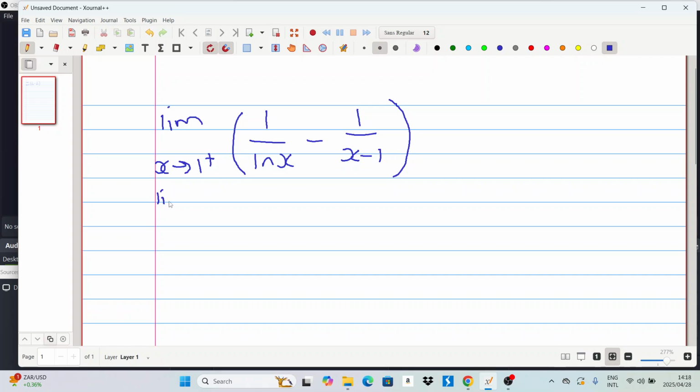So this will be the limit as x approaches 1 plus. Then here we'll do our cross multiplication. So it's going to be x minus 1 times 1, which gives us x minus 1. And then it's going to be ln x times negative 1, which is minus ln x. Everything is all over ln x times x minus 1.